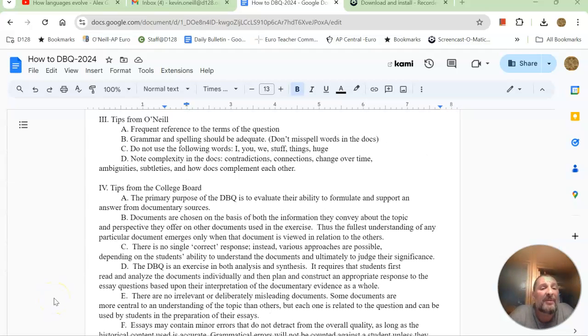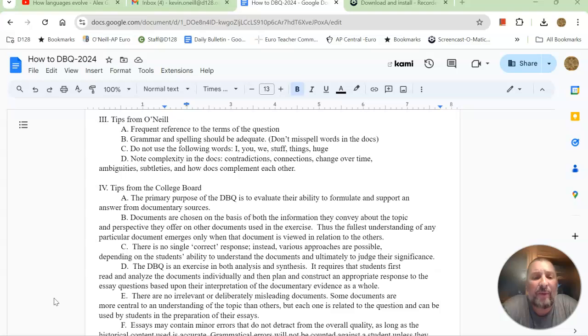All right, so some tips from me, first of all, on how to succeed on the DBQ. Frequently refer to the terms of the question. Keep looking back at the question when you're planning your essay. Refer back to those terms, use the words in the question as much as possible. It forces you to think about what you're answering, and it also shows the reader how directly you are answering the question. Grammar and spelling should be adequate. It doesn't have to be great, but don't misspell words in the documents. It just makes it look like you're being careless.